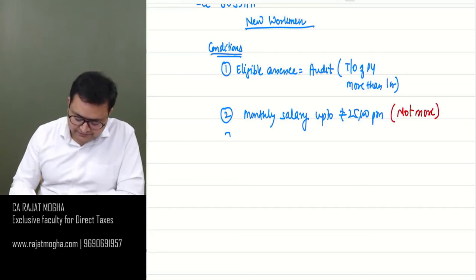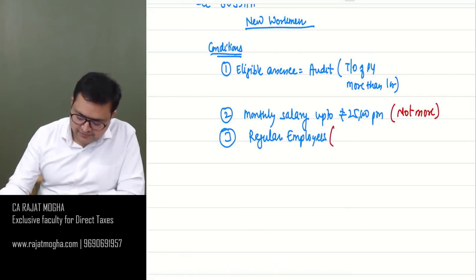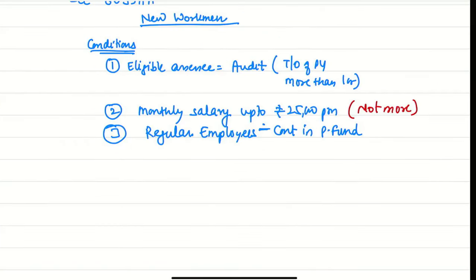Next point, they are your regular employees who are contributing in provident fund. They should not be your dummy employees. They should be your regular employees. How will we identify that they are not your dummy employees? You must have opened their PF account. So it is important that they must be your regular employees.